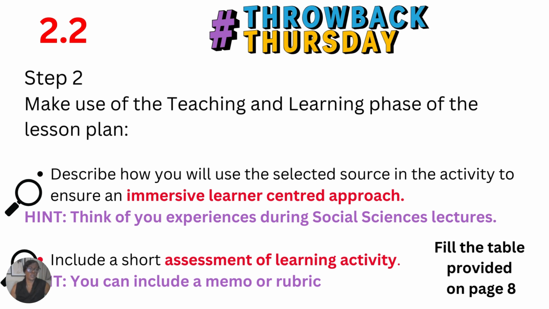For step 2, you make use of the teaching and learning phase of the lesson plan only. Now they've given you a table that you're going to fill in, so you don't have to go and complete the lesson plan for the IIE that we normally give you. For this one, you're just filling in the table. So on page 8, there's a table provided for you, and you're going to complete column B in the table.